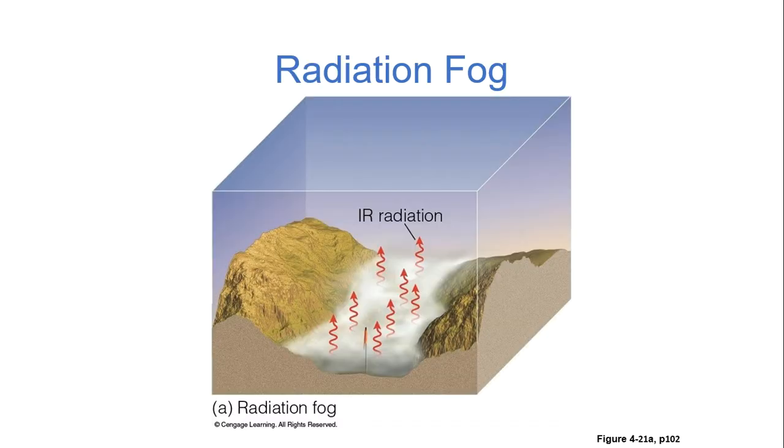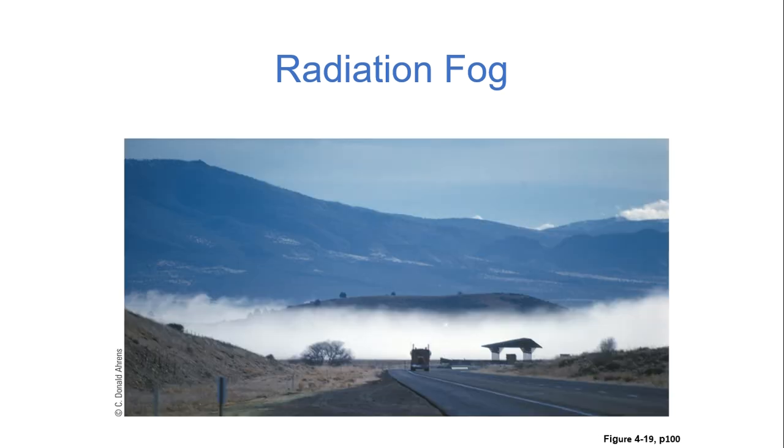When that happens, there's nothing left for the air to do but cause some water to condense and form a cloud. And this cloud right there near the ground is your radiation fog. A couple of other names for radiation fog include ground fog or valley fog, because they tend to form most often in valleys where the cold air pools. And this is a very common scene with valley fog or radiation fog.